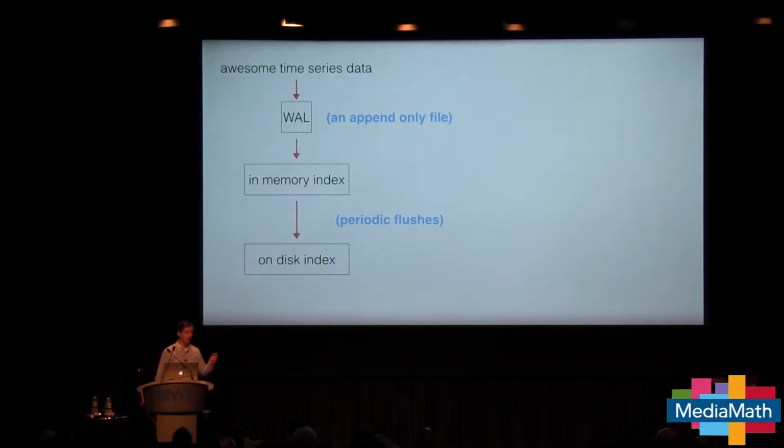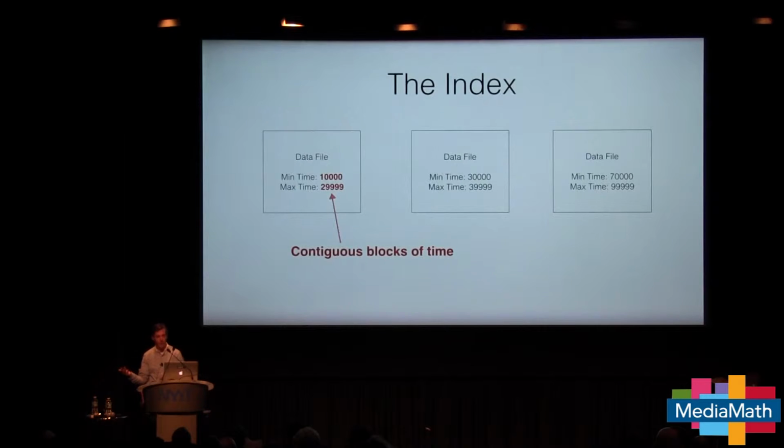Okay, now digging deeper into the storage engine. We do periodic flushes to the on-disk index. Now we can talk about that index. Here's what it looks like. We have a collection of data files. Each data file has a contiguous block of time, right? We know it goes from there to there.